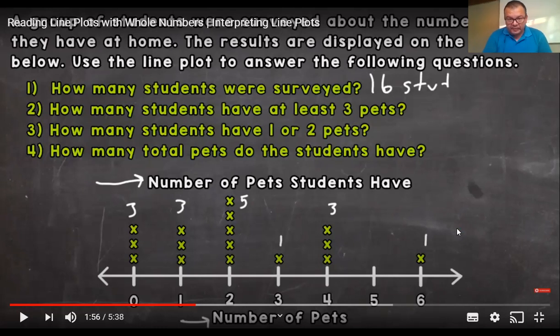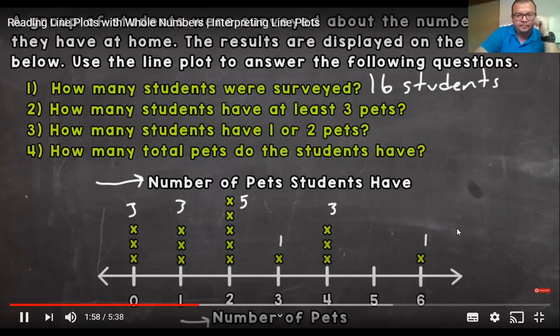And what is the next? How many students don't have pets? How many students have 3 pets? How many students have 2 pets? How many students only have 1 pet? 4, 5, or 6 pets, right? If we see this line plot, we can see some students only have 1 pet, even 3, and on and on. Only 1 student. Okay, so let's continue.